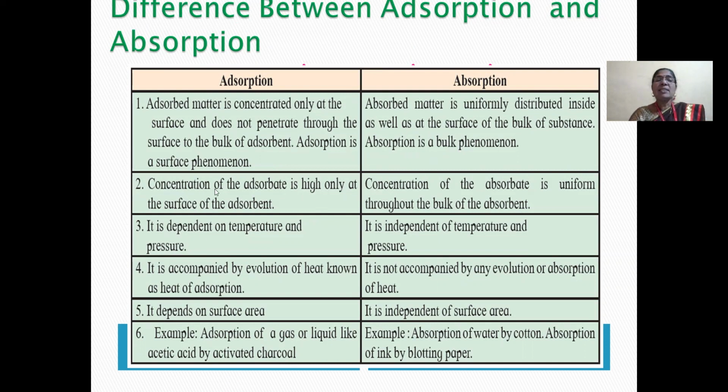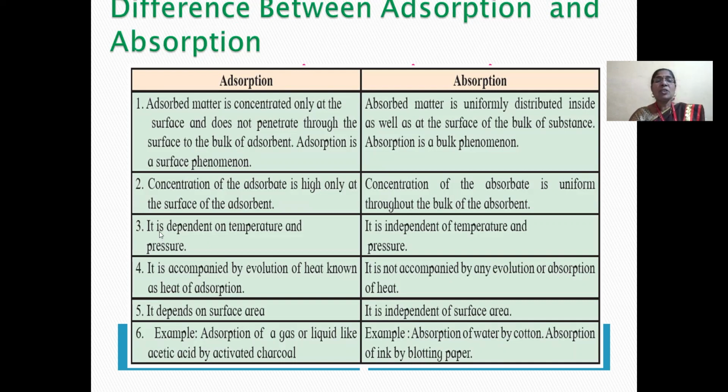Second one, concentration of the adsorbate is high only at the surface of the adsorbent. See what was said? Concentration of the adsorbate is high only at the surface of the adsorbent. And in case of absorption, concentration of the absorbate is uniform throughout the bulk of the absorbent.